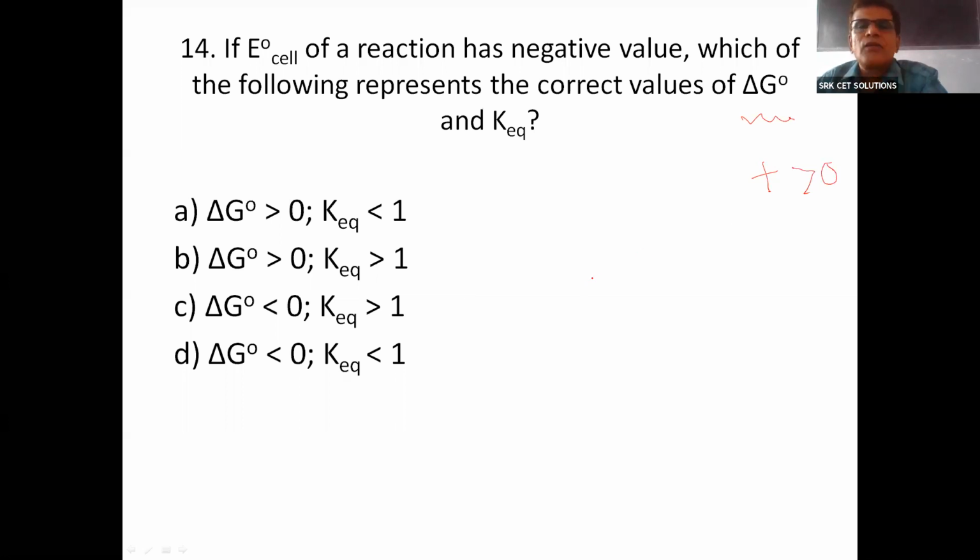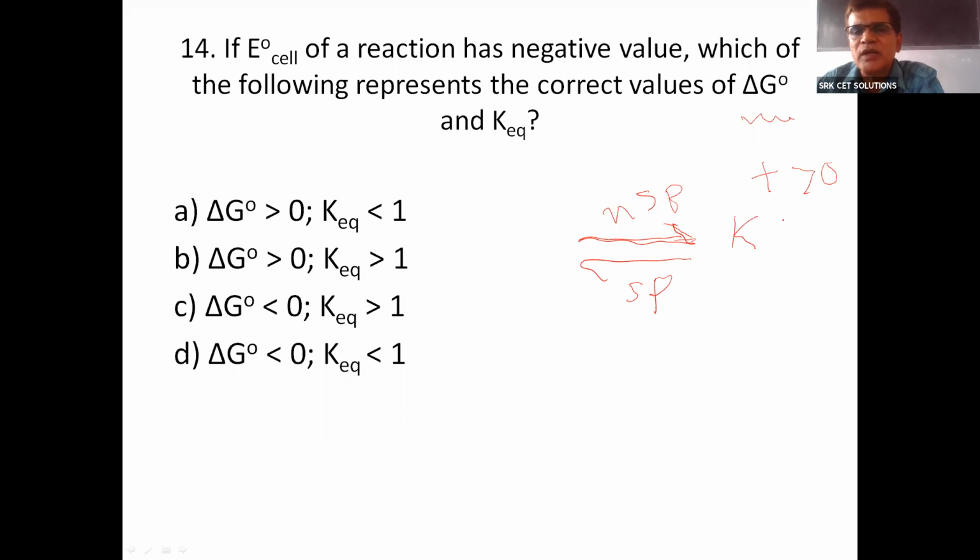Then when delta G naught is positive, the forward process is non-spontaneous. The backward process would be spontaneous. And when there is a non-spontaneous process, its equilibrium constant will be very less. Less means fraction. It is less than 1. With this clue, now you arrive at one of the answers. Look at that. Guess it.